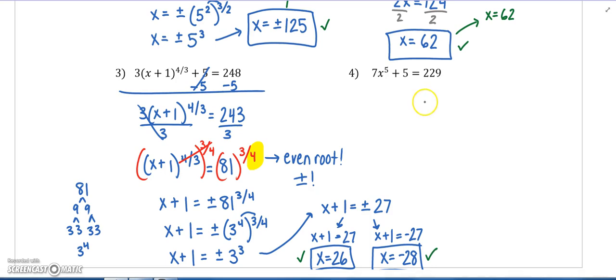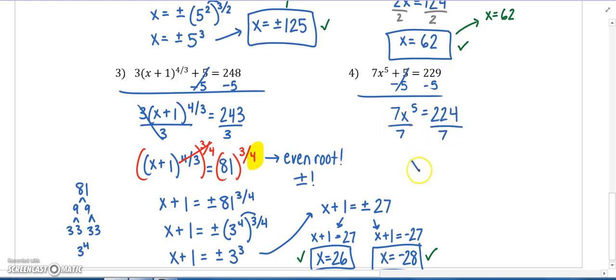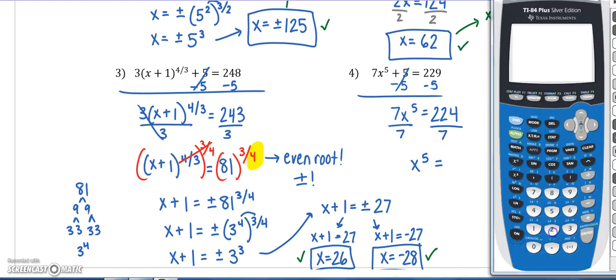Alright, one last one, number 4. 7x to the 5th plus 5 equals 229. So get rid of addition or subtraction first. There we go. So 7x to the 5th ends up equaling 224. And then again, we get rid of multiplication next. So x to the 5th equals, let's use our calculator, 224 divided by 7, 32.